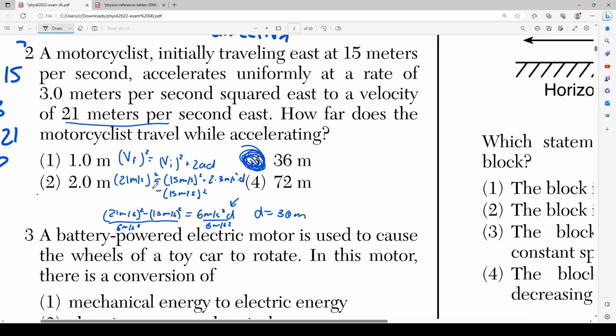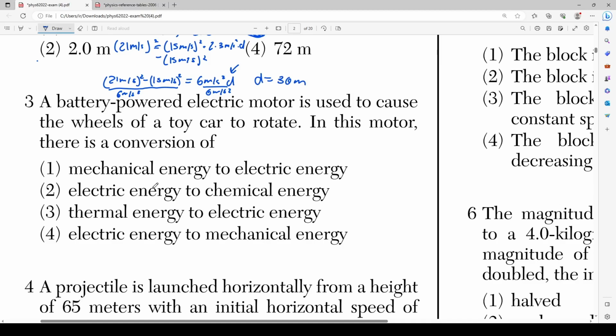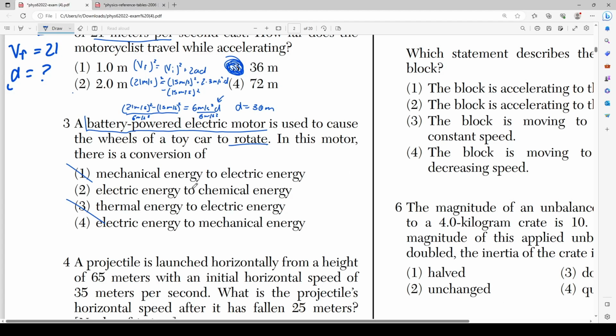So moving on to number 3, it says a battery-powered electric motor, right? That's important. It's an electric motor, used to cause the wheels of a toy car to rotate. In this motor, there's a conversion of what to what? A battery stores electrical energy, and it's only going to store a source of electrical energy. If this battery is powering an electric motor, that motor is using electrical energy. So we're going to start off with electrical energy that we're getting from this battery. So we can automatically eliminate choices 1 and 3 because that simply doesn't make sense.